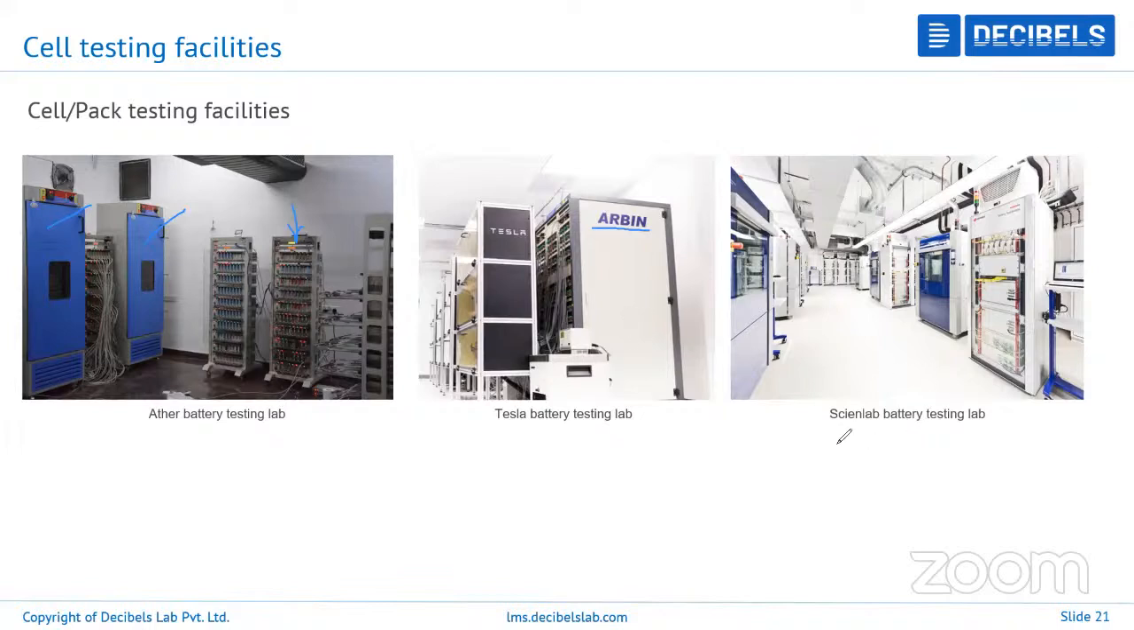Then Sigma Lab is global. It is not only for EV, but also for all other types of applications. Even Scania gives their testing to Arbin and Sigma Lab. Scania, Volvo, Audi, Mercedes Benz, all of them majorly take their cell tests from Arbin and from Sigma Lab. So these are some of the testing facilities across the globe, the most commonly used ones.